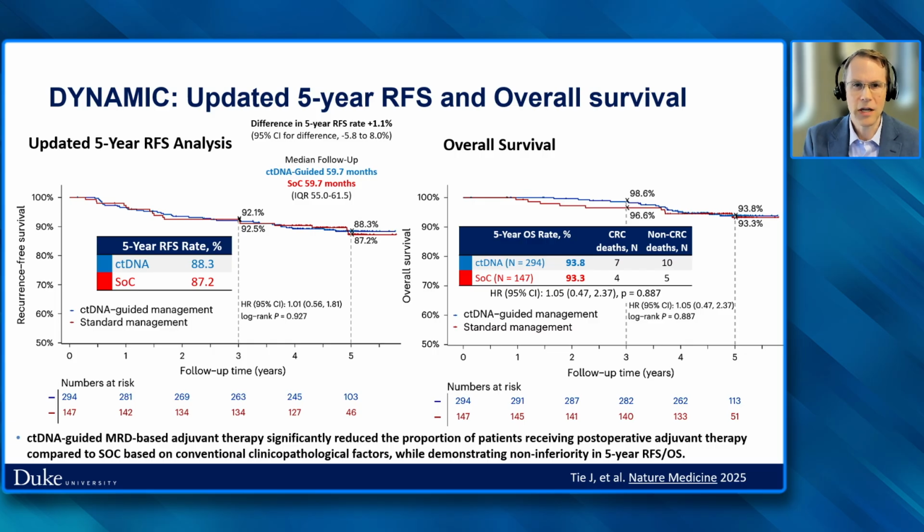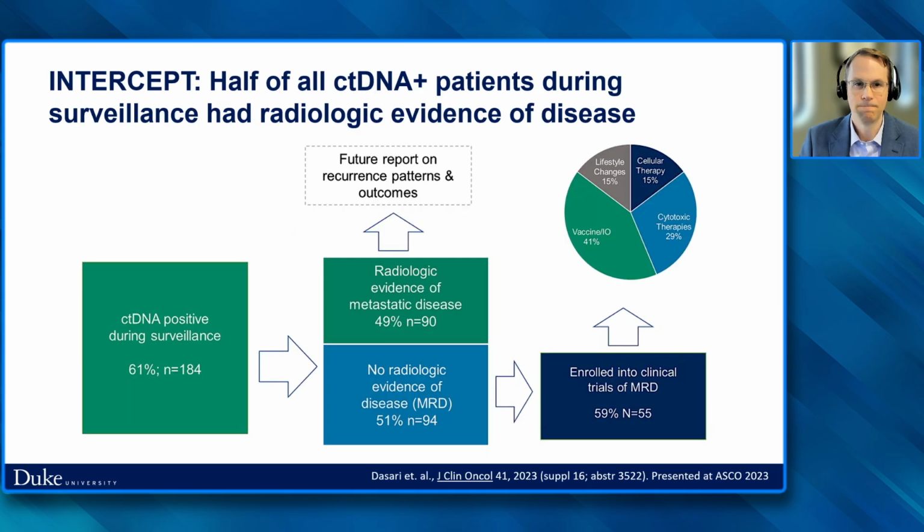Looking now at the updated 5-year relapse-free survival and overall survival, we can see that even though patients who got ctDNA guided management were half as likely to get chemo, the 5-year relapse-free survival rate and overall survival rate was identical. So this suggests that you could potentially use a circulating tumor DNA assay to spare many patients adjuvant chemotherapy, and it does not appear to negatively impact long-term relapse-free survival or overall survival.